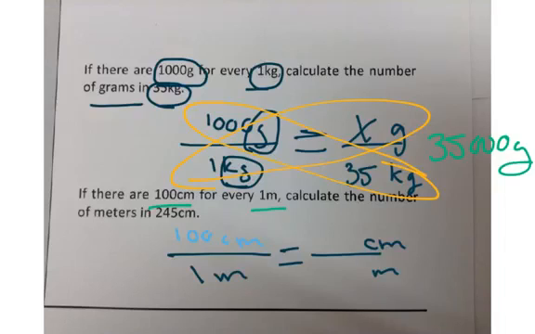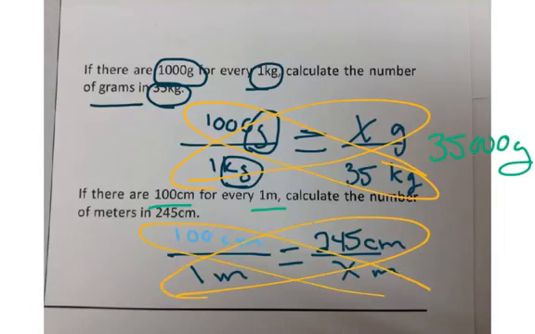So I need to figure out, calculate the number of meters, so I do not know meters, in 245 centimeters. So just like the last problem, all I'm going to do is cross multiply, okay? And when you solve for this, you get 2.45 meters.